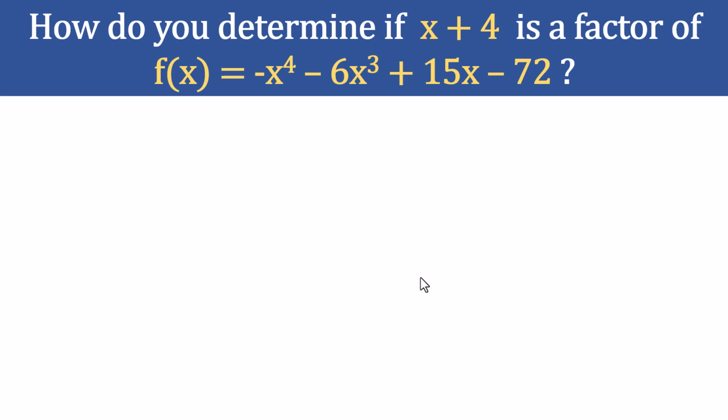Now, how do you determine if x plus 4 is a factor of f of x equals negative x to the 4th minus 6x cubed plus 15x minus 72? Well, we use the factor theorem, and we evaluate the function for x equals negative 4. So how in the world did I get x equals negative 4? Let's take a look at that.